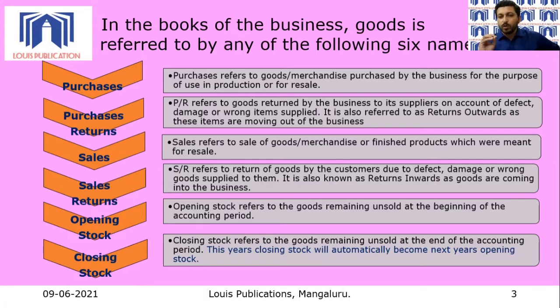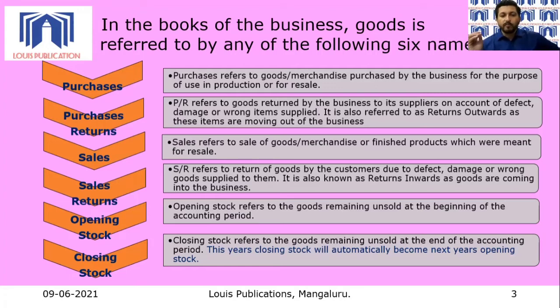Then we have opening stock. What is opening stock? Opening stock is the balance of stock with which the business begins its accounting period. So goods remaining unsold at the beginning of the accounting period are called opening stock. And next we have the concept of closing stock of goods. Goods lying unsold at the end of the accounting period, which did not find a customer, which were made available for sale but could not be sold, are called closing stock. An interesting point, this year's closing stock will automatically become next year's opening stock.